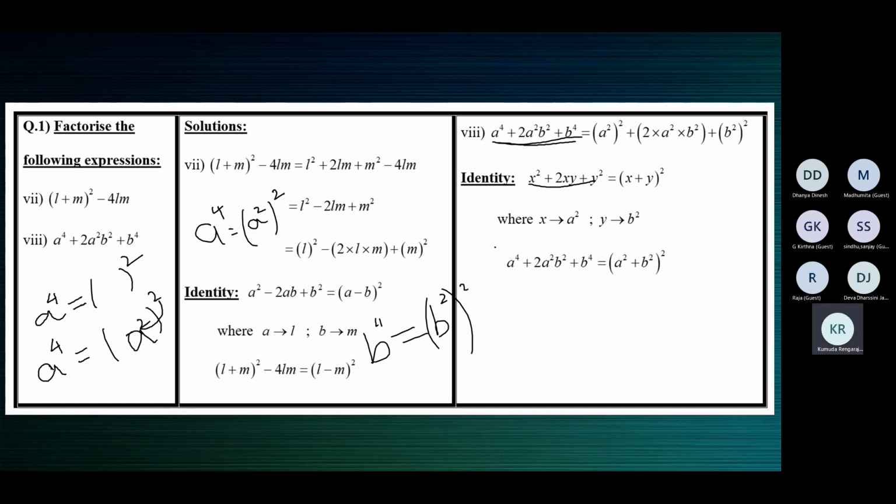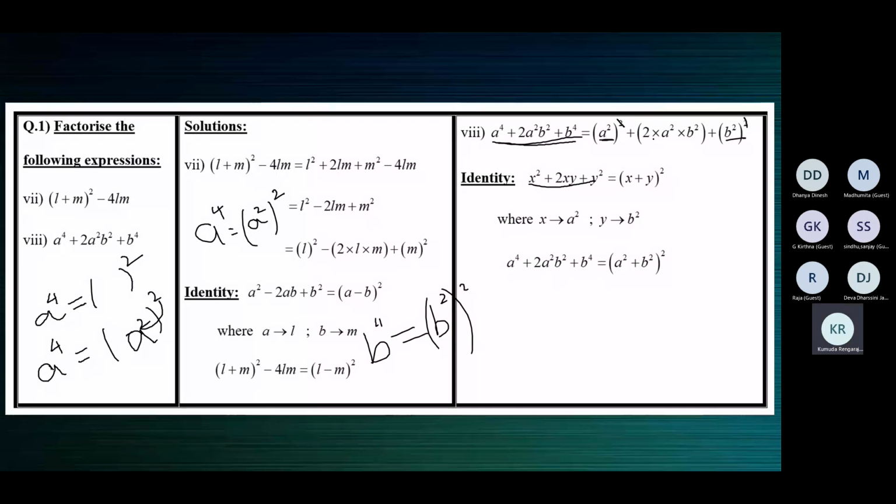So that's it. See here. A to the power 4 can be written as a squared the whole square. B to the power 4 can be written as b squared the whole square. And using this, take out the squares. So this is your x and this is your y, because this is x squared. Take away the square, this is only x. A square is x. Take away the square, this is y. So 2x.